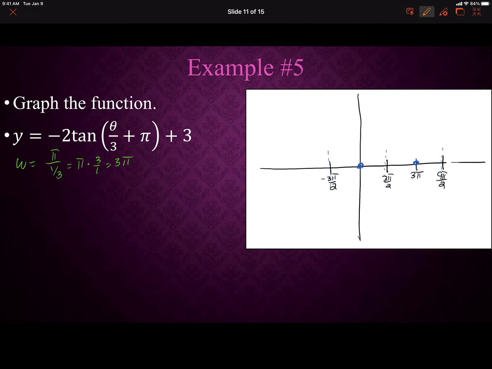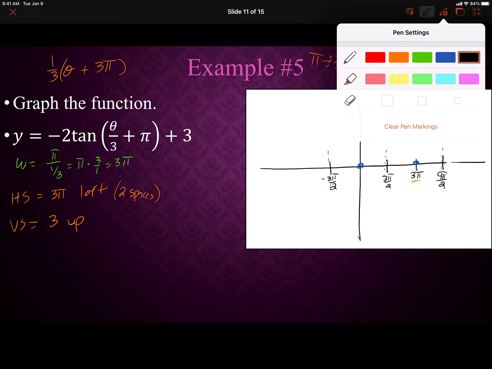Now for the shifting, we're factoring the 1/3 away from theta and from pi. So if we're doing pi divided by 1/3, we're getting pi times 3 over 1, which is 3 pi. So our horizontal shift is 3 pi to the left, which we can recognize based on this information right here means each point is going to shift 2 to the left. Because of that right there, so it's 2 spaces. And our vertical shift is 3 up.